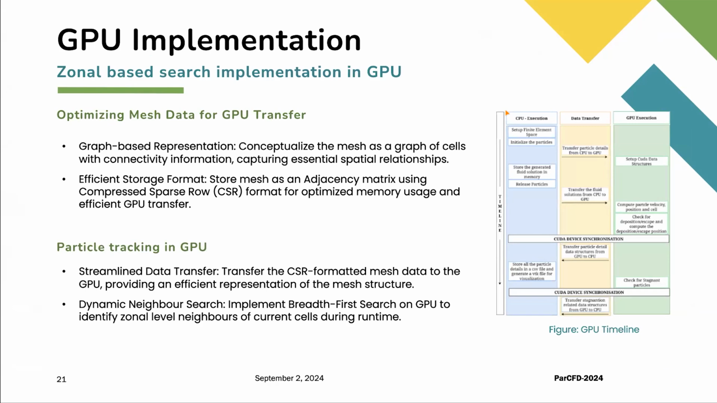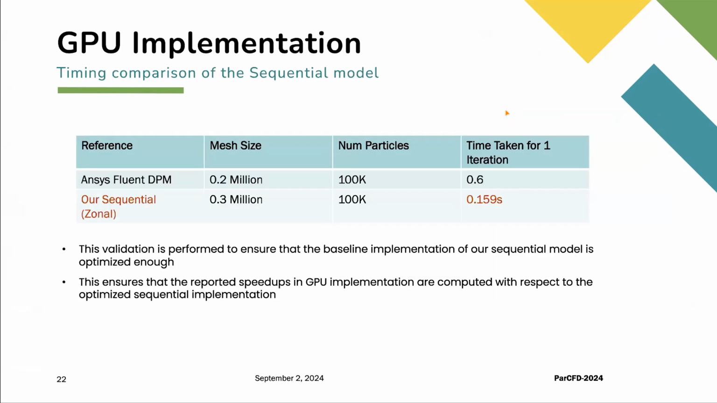So again, the idea was to use CSR format data, pre-processed and saved in such a way that when you import it to GPU, you can calculate the neighbors of a given cell with minimal access and as little data as possible, so that the calculations are more effective. We did implement a breadth-first search of neighbors for zonal, up to a given level, after which the particle is not searched. Okay.